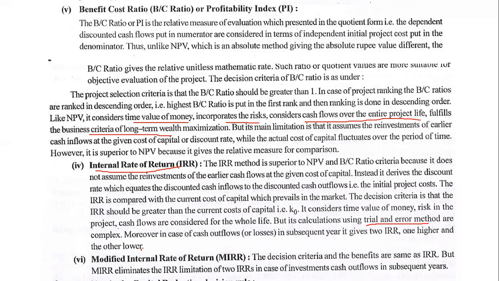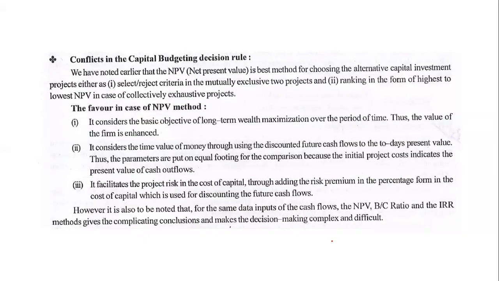Okay. The next topic is the modified internal rate of return. For the modified internal rate of return, the decision criteria and the benefits are the same as those we discussed in the internal rate of return, but MIRR eliminates the IRR limitation of two IRRs in the case of investment cash inflow in subsequent years. Means whatever IRR gives two values, MIRR does not provide that. Okay. Conflict in the capital budgeting decision rule.